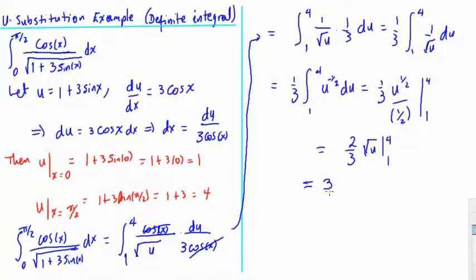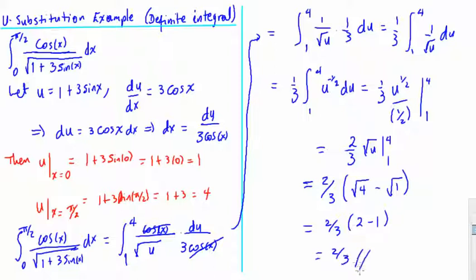So that equals now 2/3 of square root of 4 minus square root of 1, which is 2/3 times 2 minus 1. 2 minus 1 is 1, and that gives me 2/3. And that's my final answer.